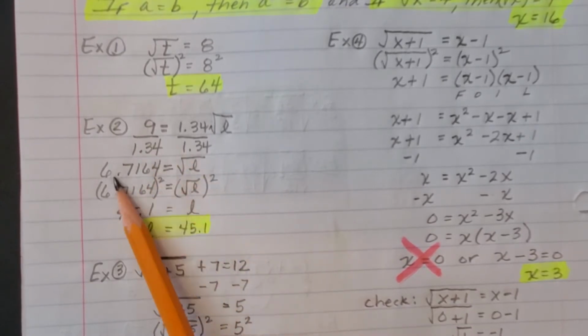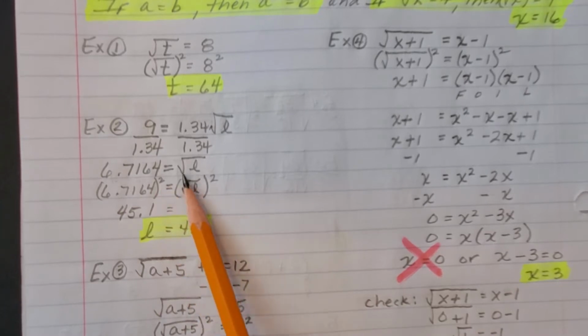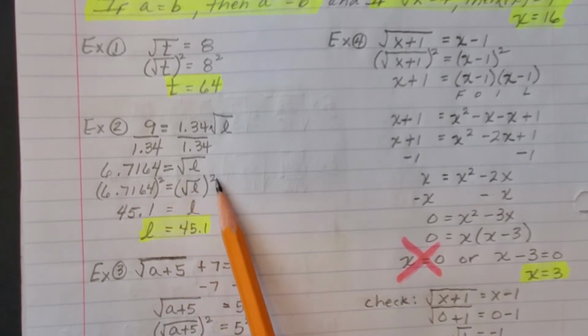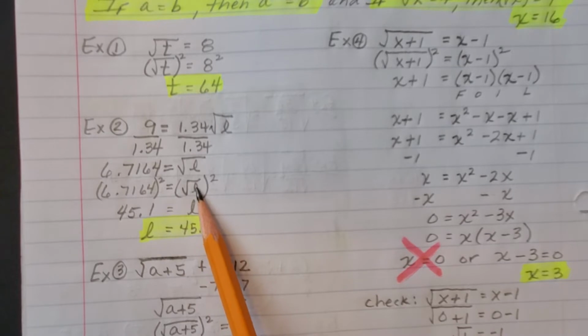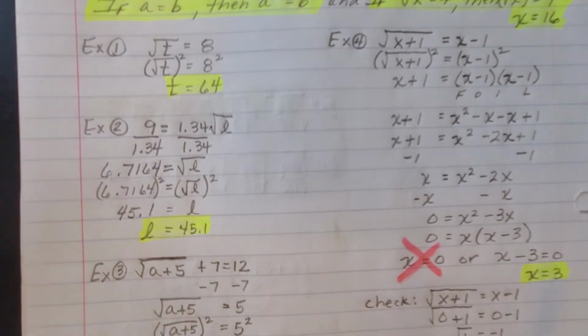9 divided by 1.34 is 6.7164. It keeps going, but I truncated it to 4 place values. That equals the square root of L. Then we take the square of both sides to get rid of the square root, and we get L equals 45.1. Remember, you turn it around and leave the L on the left side, 45.1 on the right side.